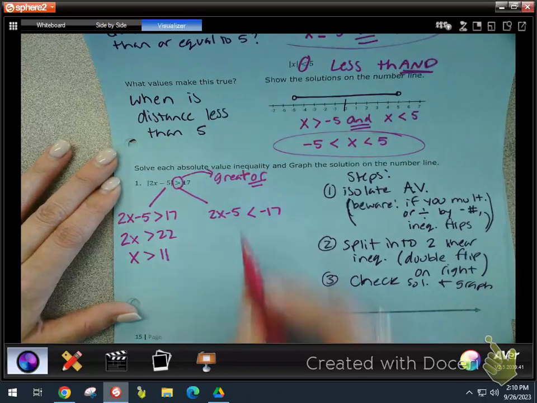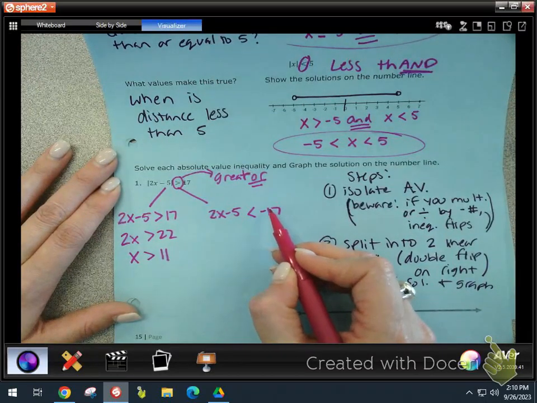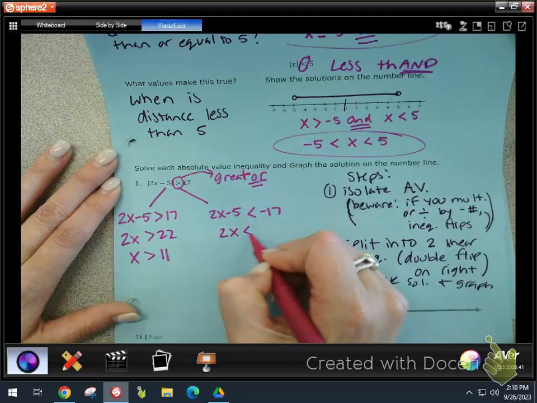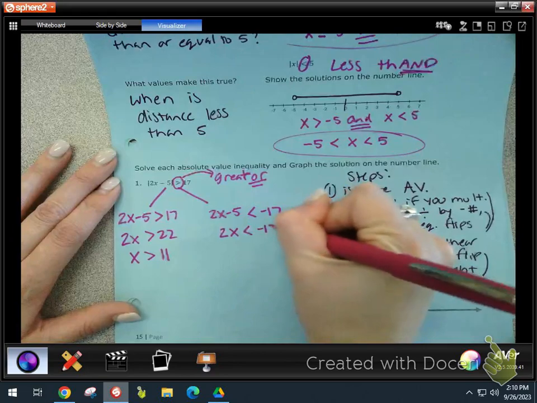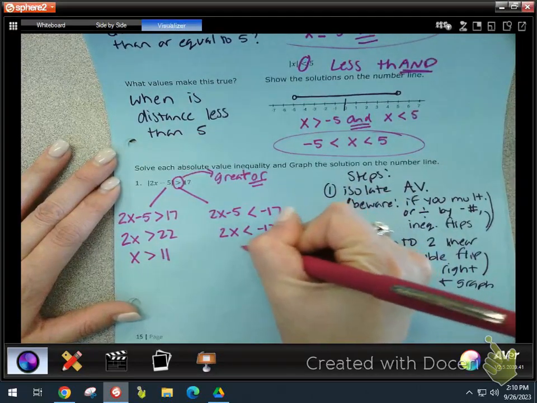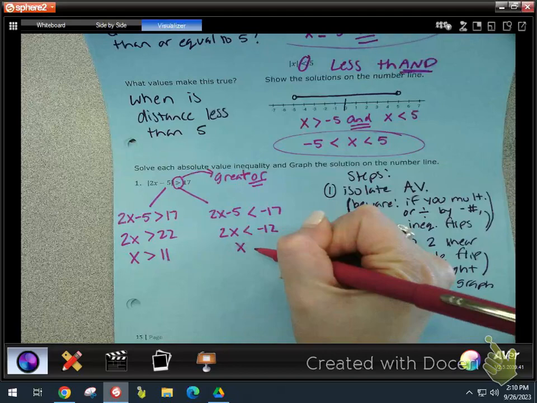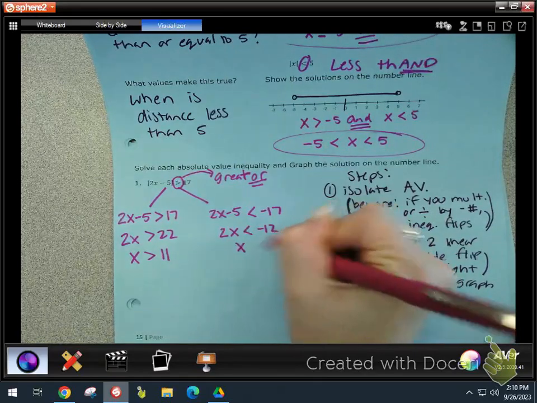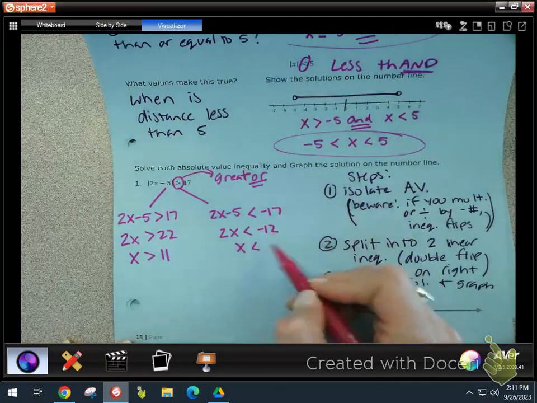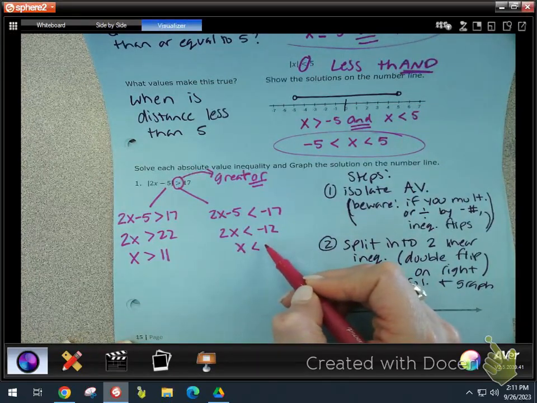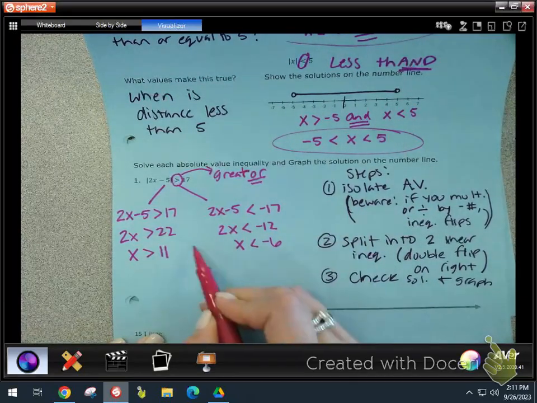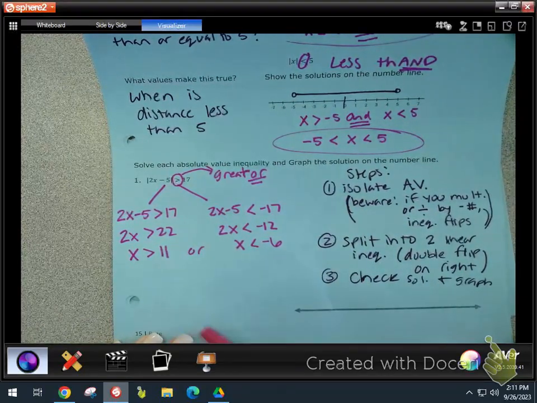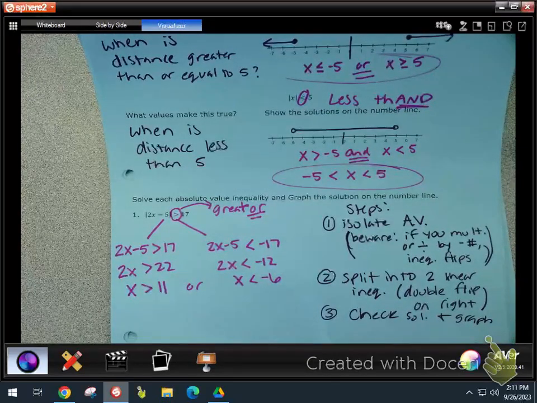On the other side, I'm still going to add 5 as well. So I have 2x less than negative 17 plus 5, which is negative 12. I'm still dividing by positive 2. Does my sign change if I'm dividing by a positive? No. It doesn't matter what's going on over here. So x is less than negative 6. And then what word am I going to write in between? Or. If I have an or graph, when I graph this on the number line, my branches should be going out like this.